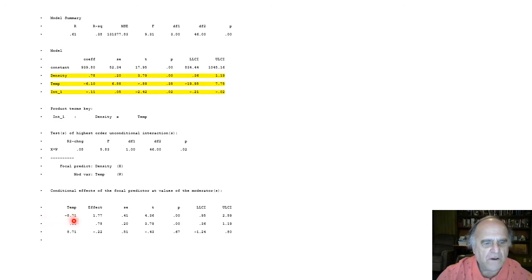So here we have our conditional effects. Again, temperature 1 standard deviation below the mean, and temperature 1 standard deviation above the mean. It's just showing you the regressions or the effects at those points. Again, I think it's easiest to know what this means once you actually go ahead and plot this. So we're going to go ahead and plot it.